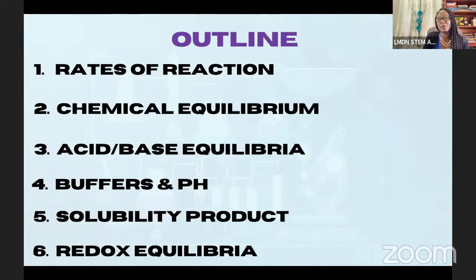But I think there are some commonalities in terms of understanding how equilibria works in general and how it shifts, what you can do to shift the equilibria one way or another to make the reaction more favorable so you can get the products that you desire. So there are some general things that hold true throughout all these different topics. But our starting point today will be rates of reaction.